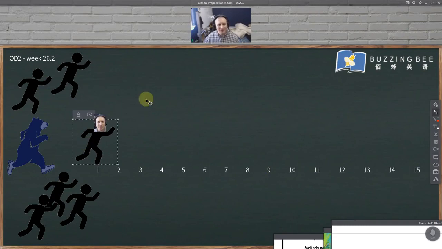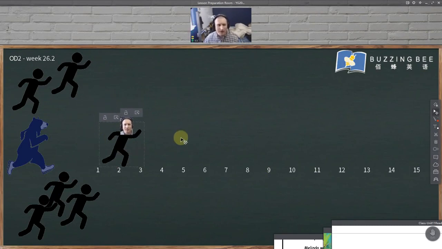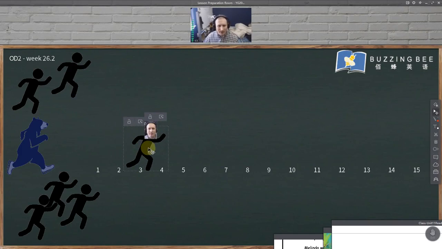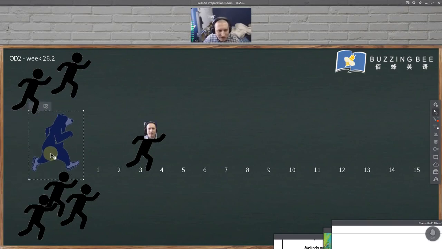And when I move their avatar, I'll do it in a way that's kind of entertaining, like, oh yeah, get away from that bear. Run from the bear. Good job. And sometimes I'll move the bear up a little bit. I'm hungry.